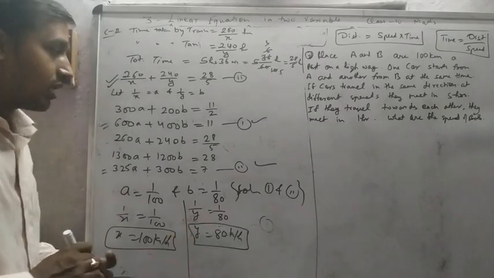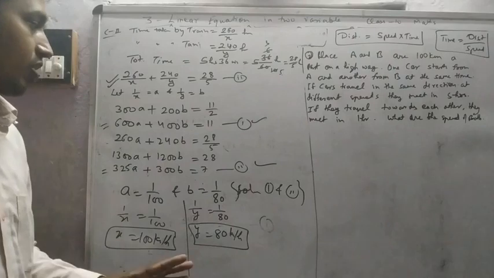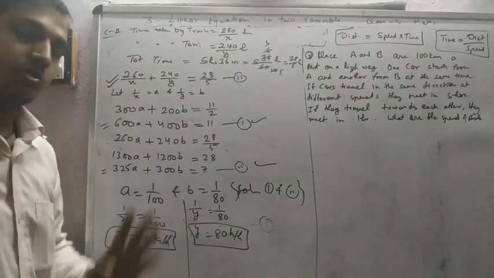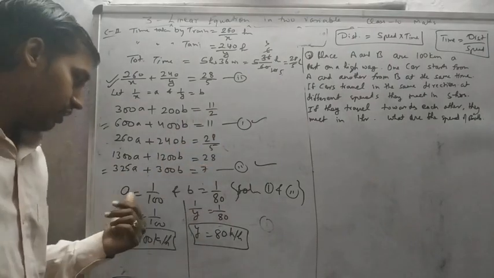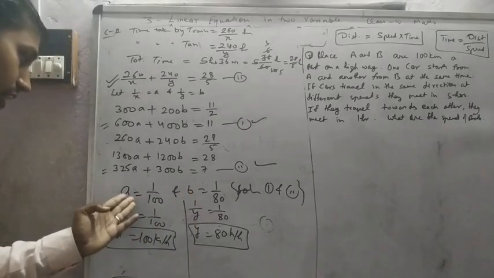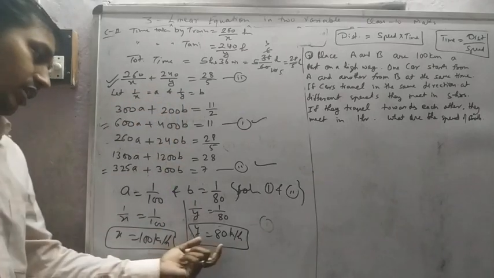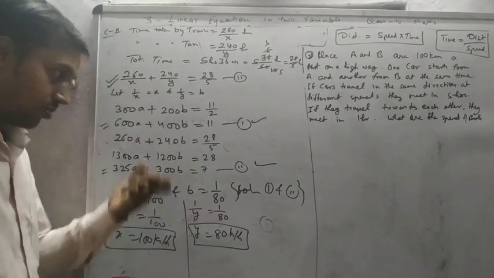I am not explaining how we solve the equation because in previous videos I have already explained how we solve the equation. So after solving you get the value of a and b. Then a and b are reciprocals of x and y. So you get x equal to 100 and y equal to 80. Okay, pause the video and note down.